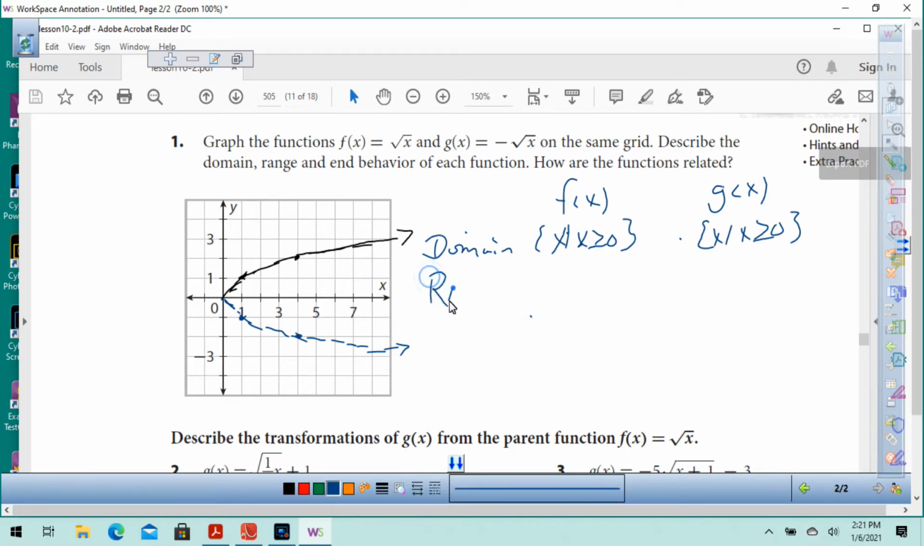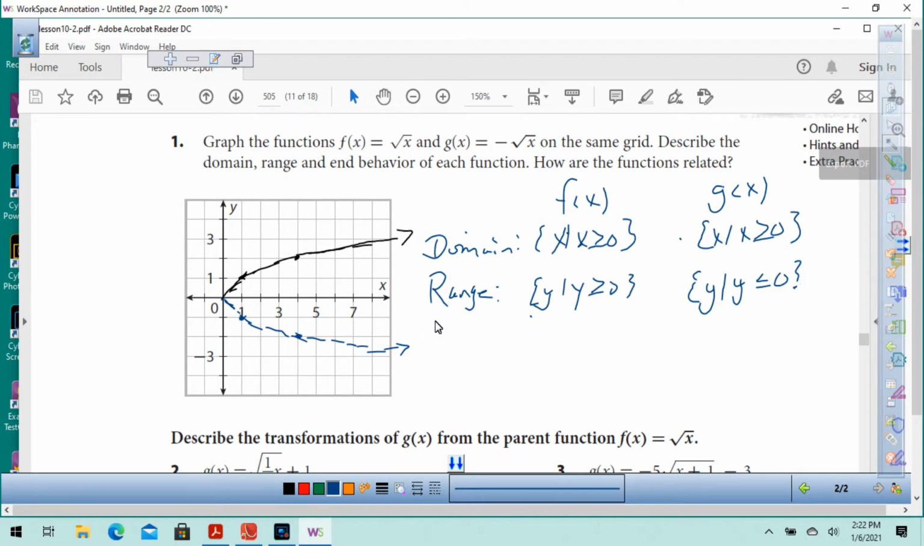Well, let's check out the range. That was the second thing we were supposed to check on. So what's the range? Well, let's see. It starts here at 0. We got y such that y is greater than or equal to 0. Eventually, it's going to get way up here. It's going to be way out there before it does, but it's going to get further to the right than it does high, but it will get there. What about g of x? Well, g of x, that's going to be y such that y is less than or equal to 0, because it's getting down here, right?